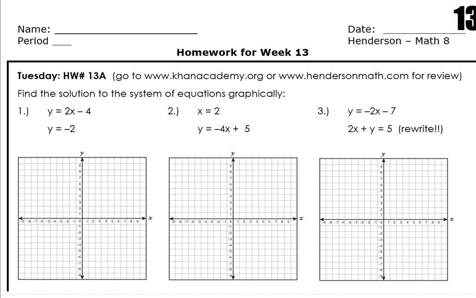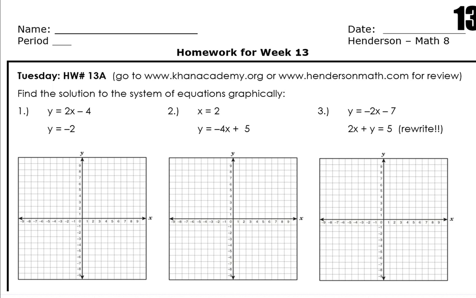In this tutorial, you will see examples similar to those on homework number 13. These are not the same exact questions, but they just have different numbers. For questions 1, 2, and 3, you are asked to find the solution to a system of equations graphically.